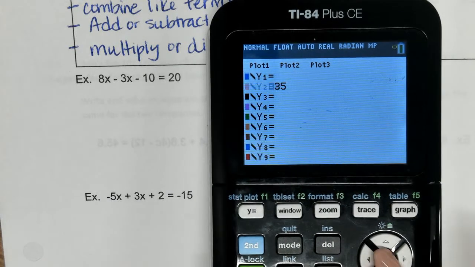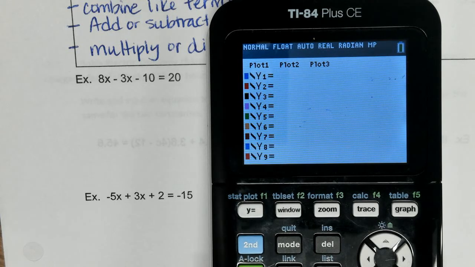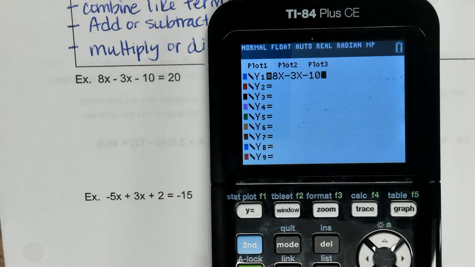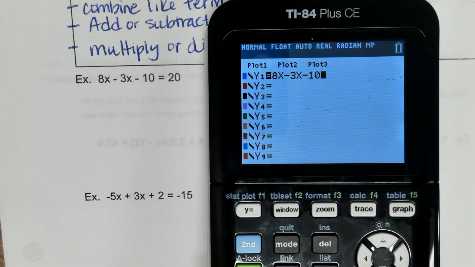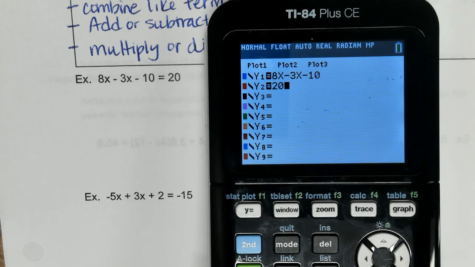Hit clear if there's anything there. You put in the left side of the equal sign. So I would put in 8x minus 3x minus 10. The whole left side. Then you arrow down to y2 and put in the right side, which is 20.